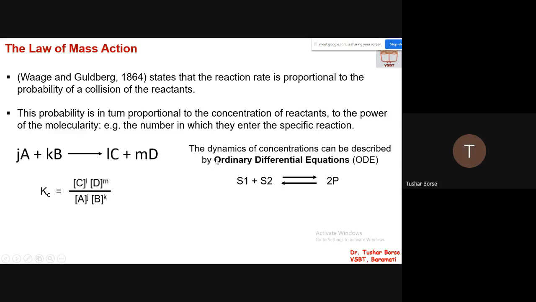Okay, so take an example that S1 plus S2 is converted into 2P, and 2P can be again converted back to S1 and S2. So these things can be expressed in the form of derivative with respect to the time. So it can be written as d by dt of S1, which is equal to d by dt of S2, which is equal to minus V. As these reactants' concentration is going to decrease, if it is decreased, we represent it by minus V. So minus V is nothing but the rate of reaction here.